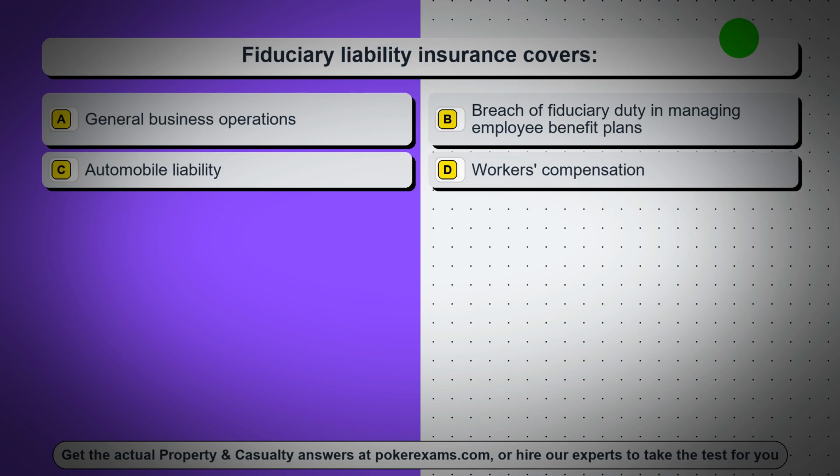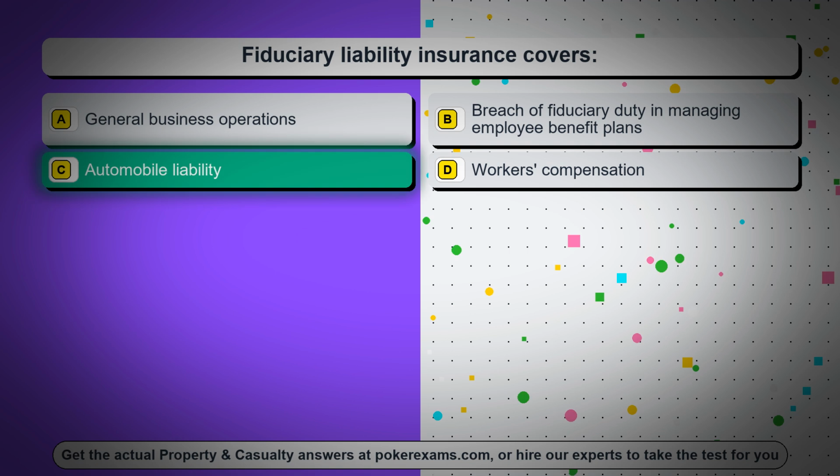Question 45. Fiduciary liability insurance covers: Option A, general business operations. Option B, breach of fiduciary duty in managing employee benefit plans. Option C, automobile liability. Option D, workers' compensation. The correct answer is option C, automobile liability.